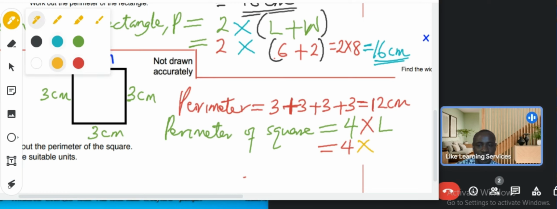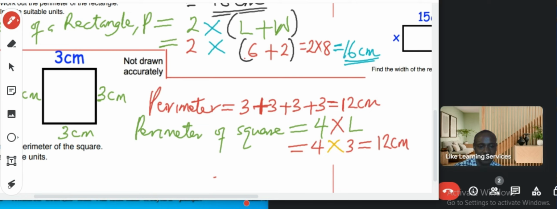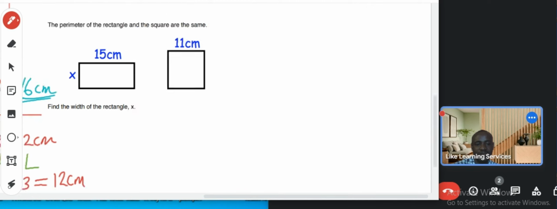4 times what? Speak up. 3, and that will give us what? 12. Is it not the same answer? Yeah. So you can use any of these methods. Alright, let's look at this one.